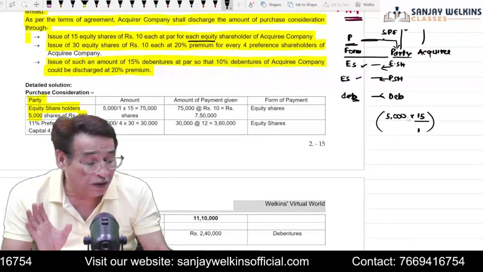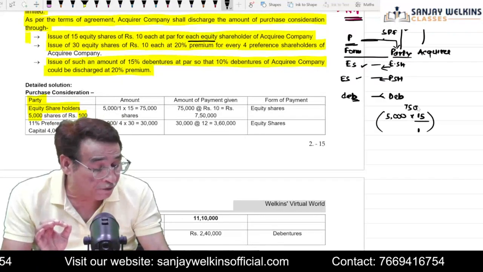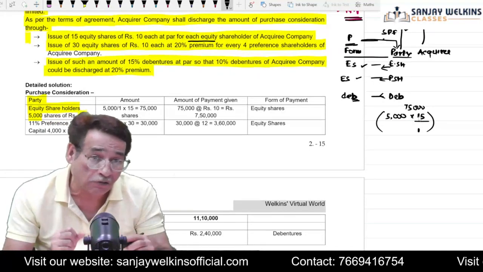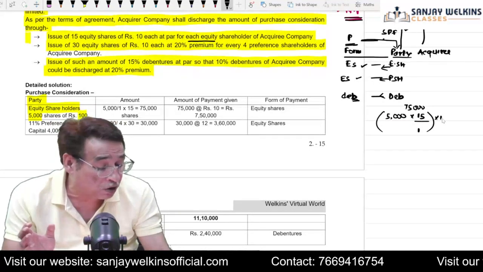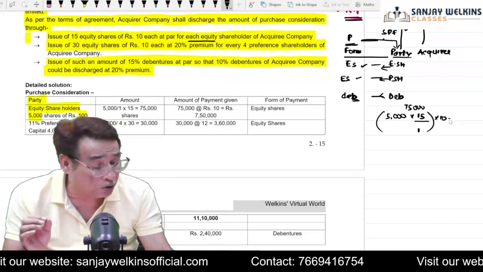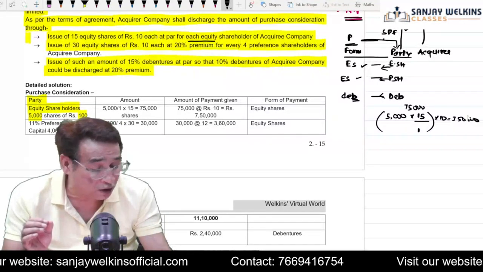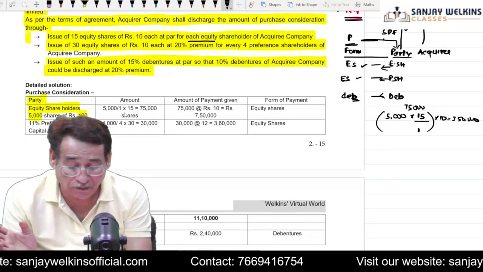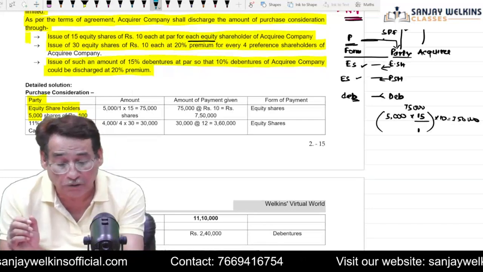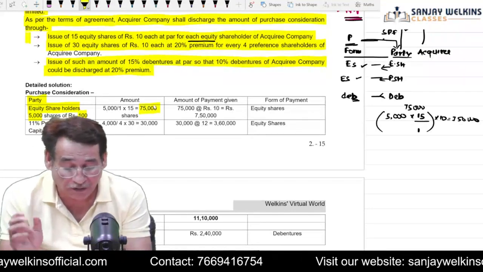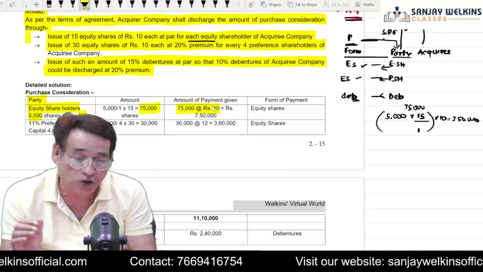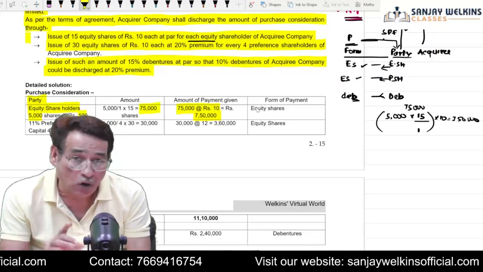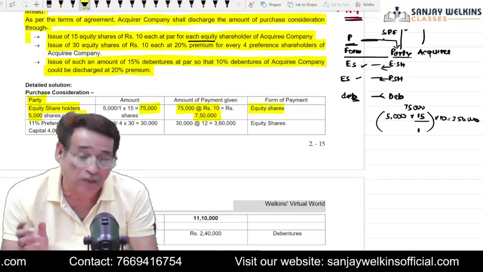That means in total, the purchasing company will issue 75,000 shares, because for each shareholder, the purchasing company is issuing 15 equity shares. These shares are being issued at the rate of rupees 10 each. So the total amount will be equal to 7,50,000. See, I have written here: 5,000 divided by 1 into 15. That means we are offering 75,000 shares, issued at par, that means at the rate of 10. Total amount 750. And you have to notice very carefully in what form the payment is being delivered.